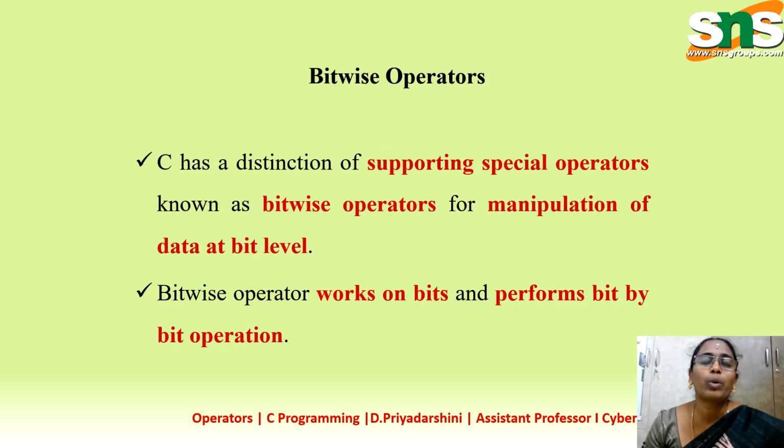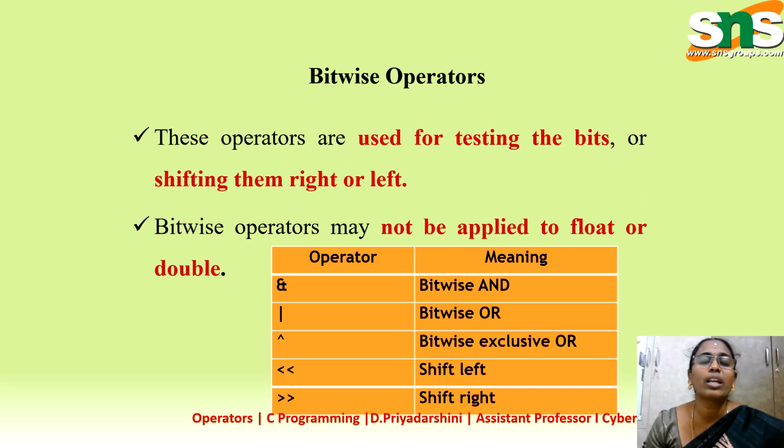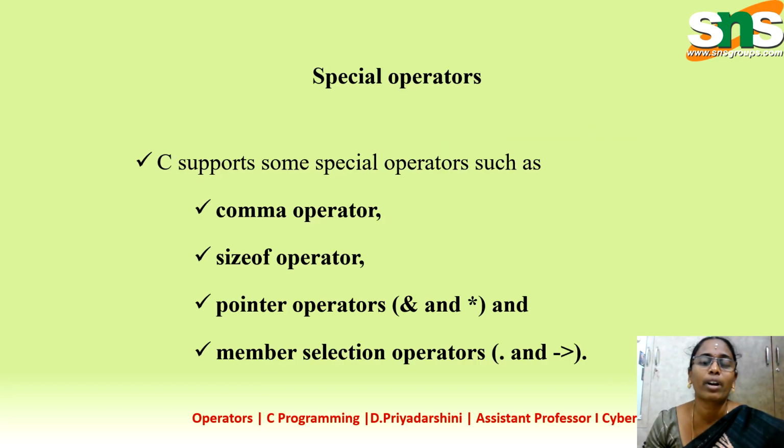The next one is the bitwise operator. C has special operators known as bitwise operators for manipulating data at bit level. That is, each and every character is represented as bits. The bitwise operators work on bits and perform bit by bit operations. The bitwise operators are ampersand, pipe symbol, caret symbol, shift left and shift right.